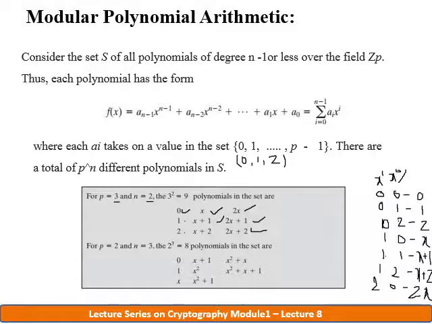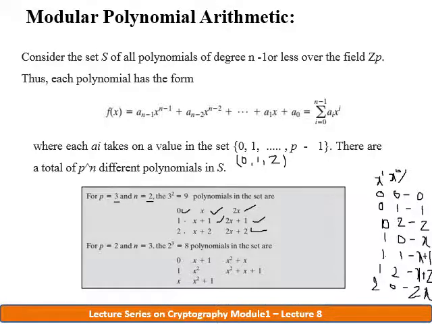Similarly, you can try this now. P equal to 2 and n equal to 3 is given here. So what are the polynomials? How many polynomials can we find here? P to the power of n. Here n is 3 and p equal to 2, so 2 to the power of 3. That is, we are supposed to get 8 different polynomials for this given data.